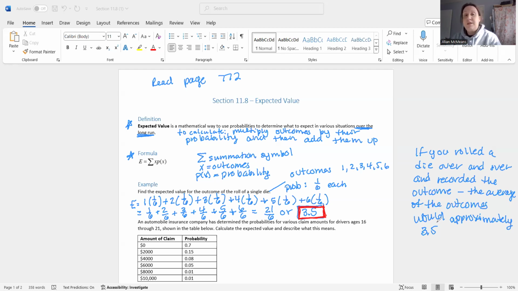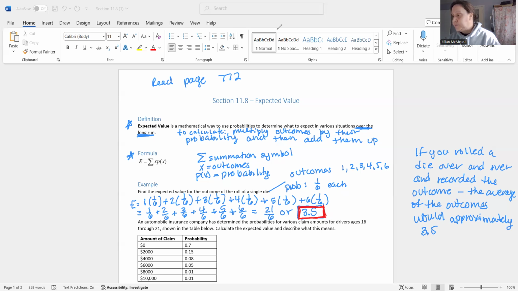Okay, so that's a very theoretical example of expected value. I like to show it because it showcases the formula very, very nicely. For the rest of the examples that we're going to look at, it's stuff that is more like real world applications. Okay, so there you have that.